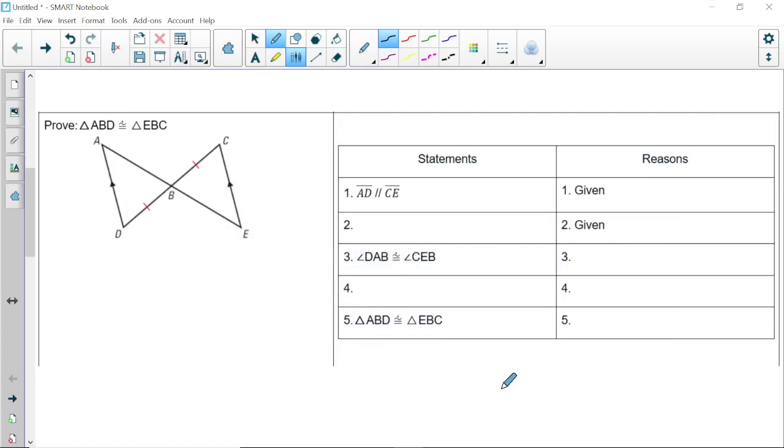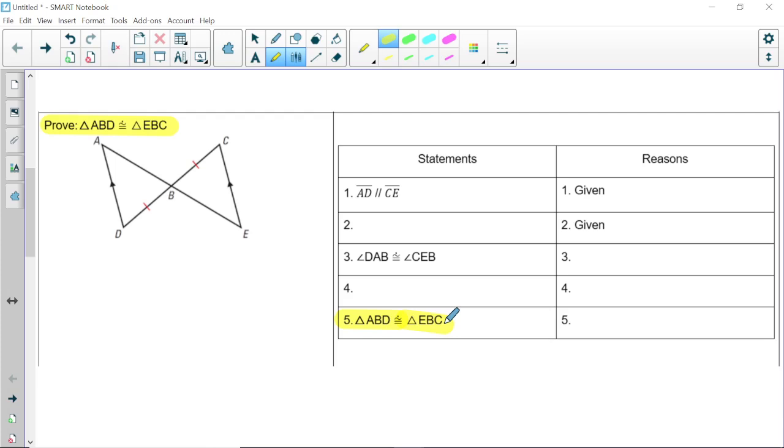For the second one here, we're trying to prove that triangle ABD is congruent to triangle BBC. Again, it looks like there's some markings in the diagram that we can mark up. We also know that our proof statement should be the last statement, our end goal. We have to think about how we get there with everything in between.